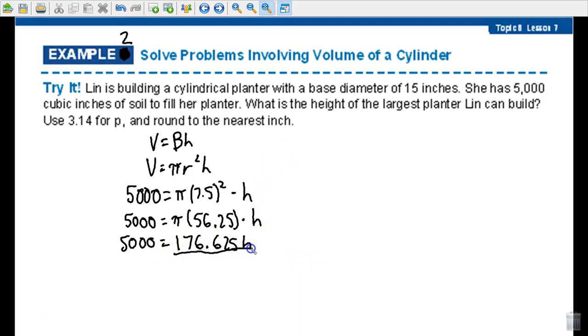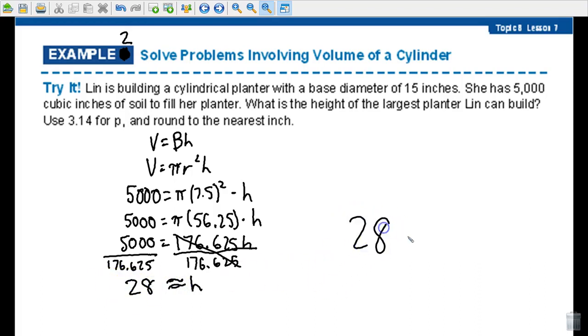We have to divide both sides by 176.625. And that will leave us all alone with H because this makes 1, so it's 1H, but H. And then when we divide 5,000 by 176.625, we get approximately 28. So it is 28 inches for the largest planter Lynn can build.